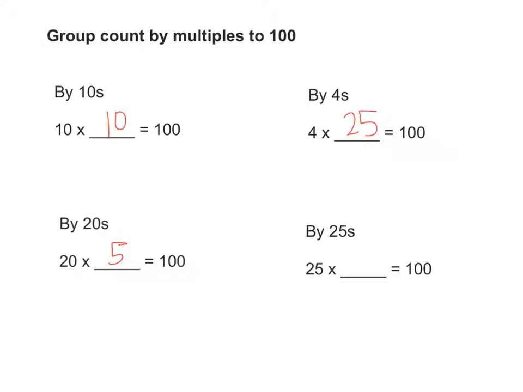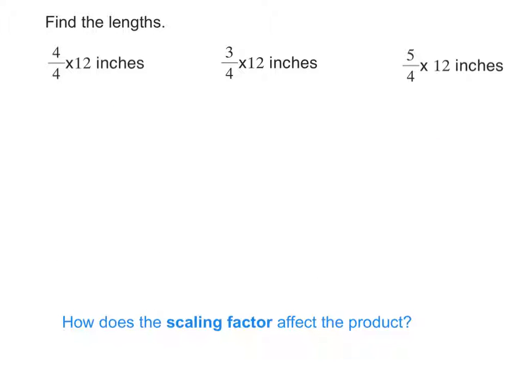Now let's skip count by 25s until we get to 100. Ready? Go. 25, 50, 75, 100. How many times did we have to say numbers that time? 4. So therefore, 25 times 4 equals 100. Very good. If I'm going to find 4/4 of this 12 inches, how long will my ribbon be? 12 inches, won't it? Okay, so go ahead and write 4/4 times 12 inches equals 12 inches.